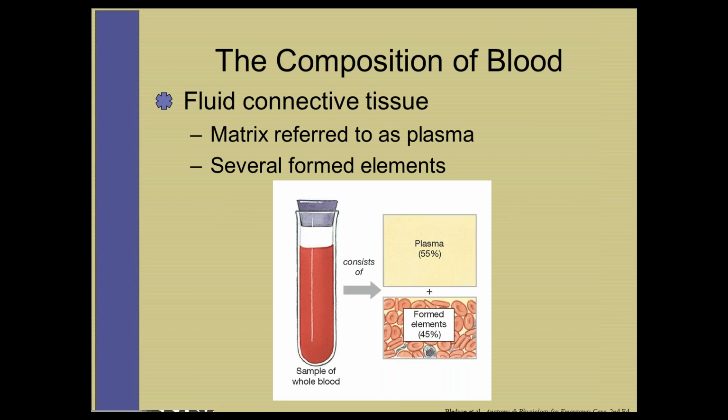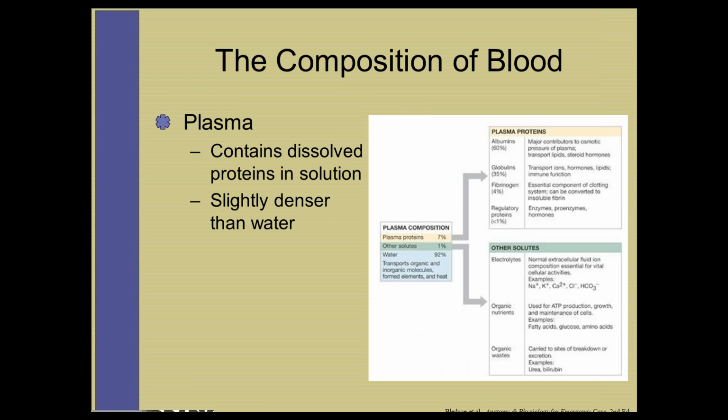So what's it composed of? Okay, so a big important factor I do want you to know is the composition of blood. Well, 55% of blood is just plasma proteins, and I'll go over that. And the other 45% is formed elements.